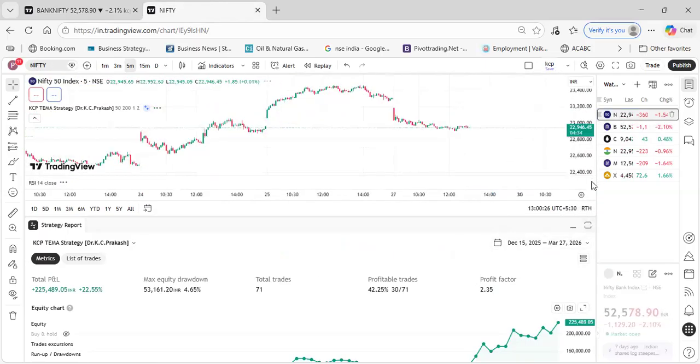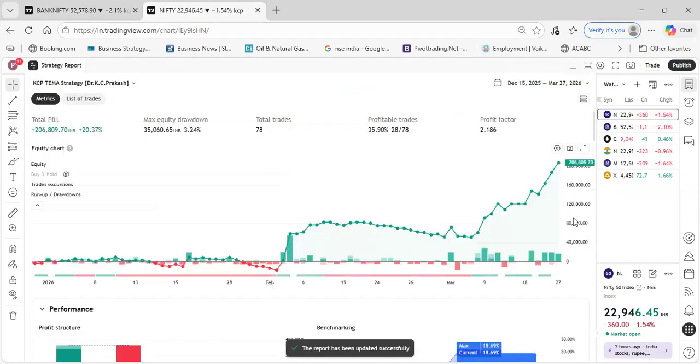In the case of Nifty, we will see how this indicator performed in the back test. Imagine that you invested from December 15 to March 27. When you invested around 1 lakh, you can see a profit of 20%. So 20% return by using this indicator, and the total number of trades is around 78, and the maximum equity drawdown is 3.2%, which is a very healthy drawdown, and the profit factor is 2.186.